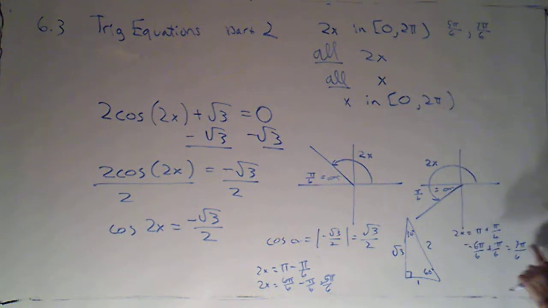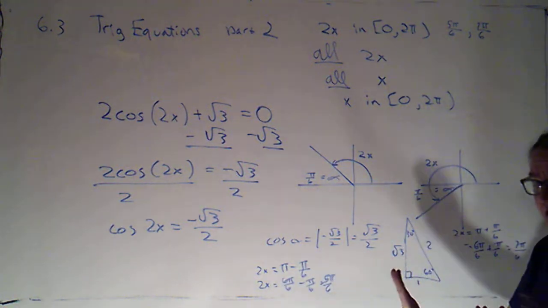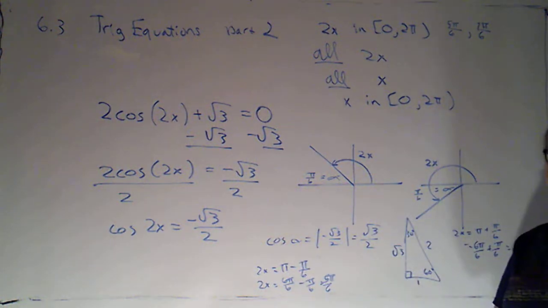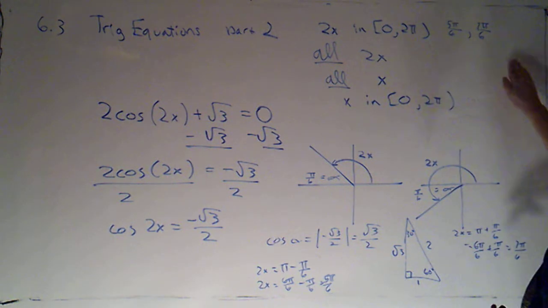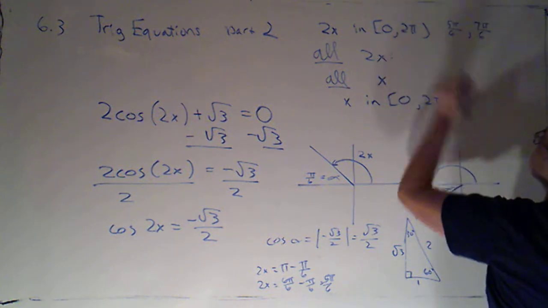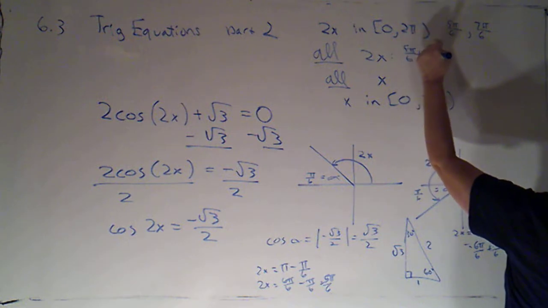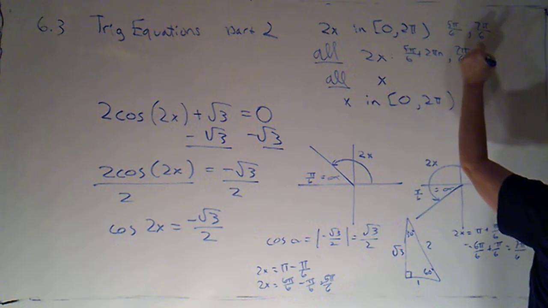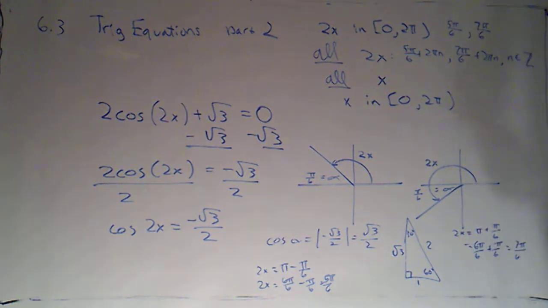Okay. Now you'll notice if 2x is 5 pi over 6, I could at this point have solved for x. I'm not doing that for a very specific reason that I'm about to show you. So now all values of 2x would be 5 pi over 6 plus 2 pi n, or 7 pi over 6 plus 2 pi n, where n is an integer.